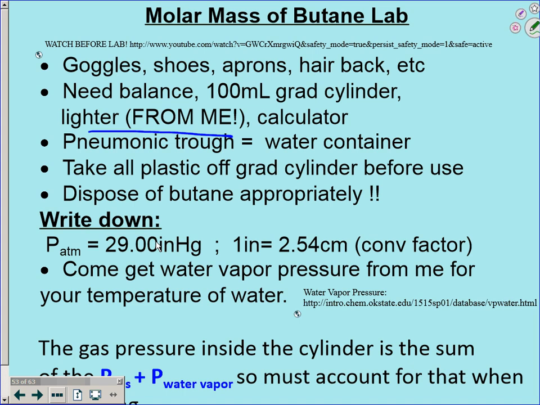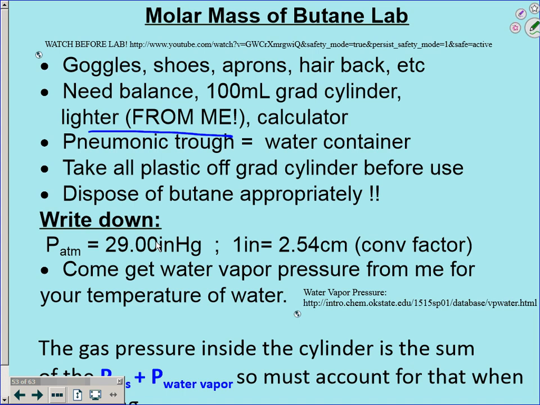Okay, so what we're going to do is put it underneath water. You have these pneumatic troughs, and they're just a bucket of water. You're going to have water in here, and you're going to hold the lighter underwater and light it. That's the lighter. Label this. So the lighter's going to light, right? Well, what's going to come out of the lighter? Bubbles, right? But we want to capture those bubbles.